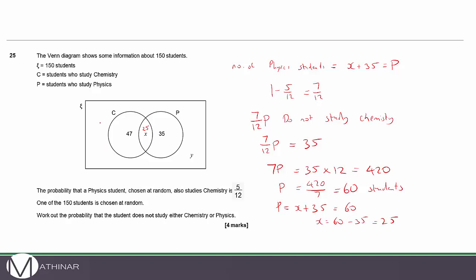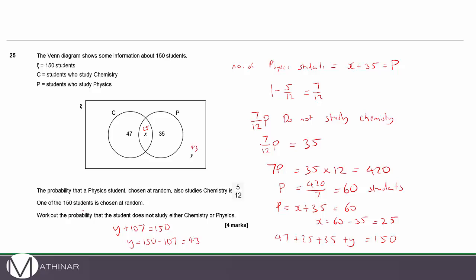And we know that the total of the numbers in the Venn diagram will need to add up to 150. So 47 plus 25 plus 35 plus Y will add up to make 150. If we add these up, that's 60. 60 add 47 is 107. So Y plus 107 is equal to 150. So Y is 150 minus 107, 43. So Y is equal to 43.